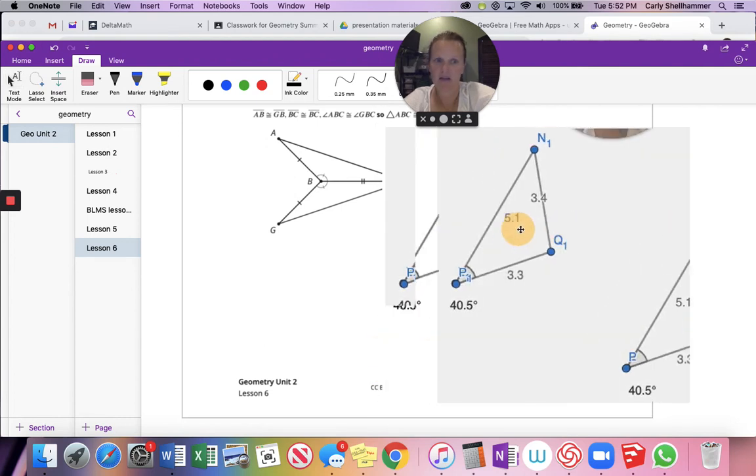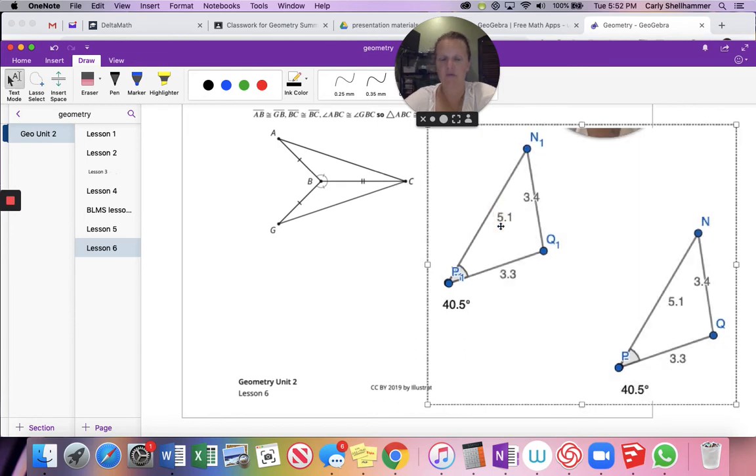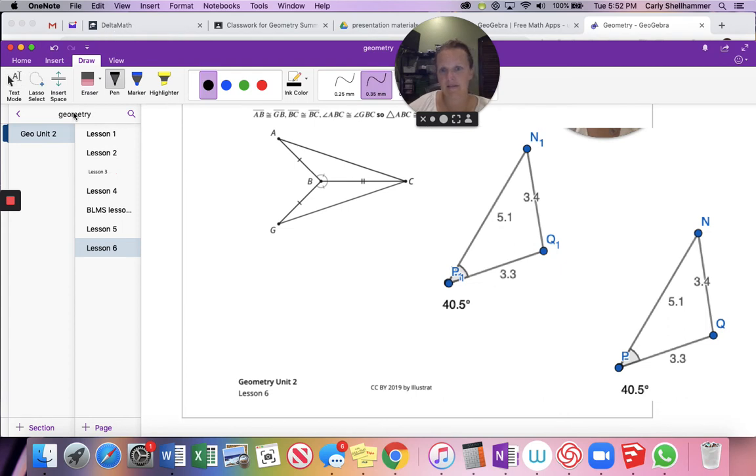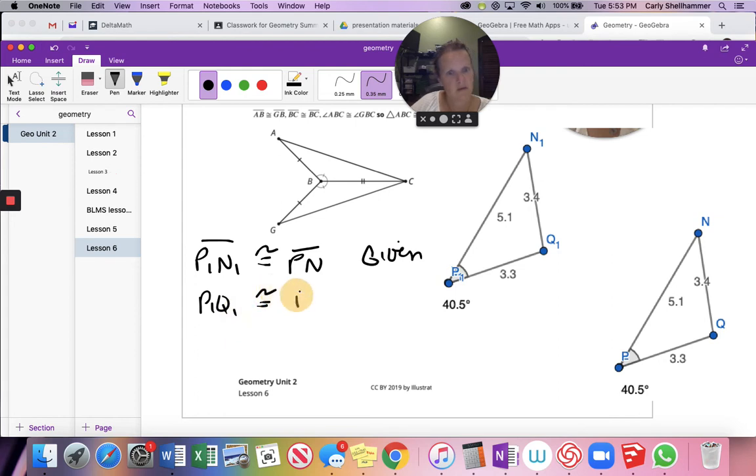I'm going to handwrite a very basic proof in the style that I like to write it. So I'm going to say that P1N1 is congruent to PN because it's given. And then we can, because that's how we constructed it. And then P1Q1 is congruent to PQ because it's also given. See how I have a column and a column?